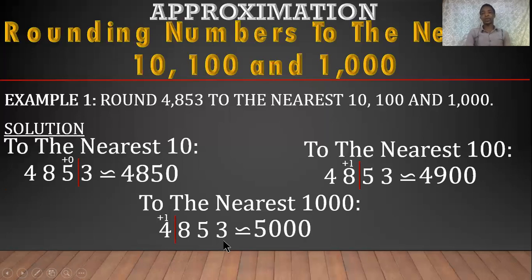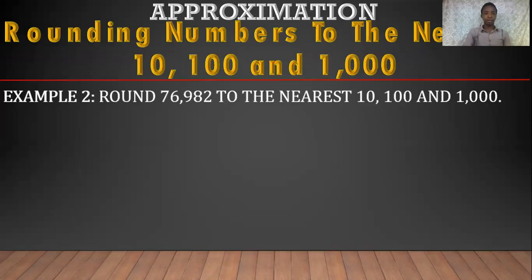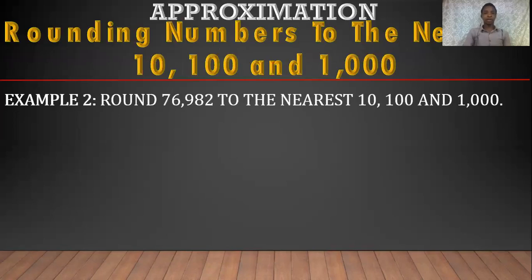That's how you approximate to the nearest 10, 100, and 1,000. Very simple. Let's do one more example so I'll be sure you understand. So the example is: round 76,982 to the nearest 10, 100, and 1,000. The same procedure, please. Okay, with a very slight difference, you get to see it when we're moving.